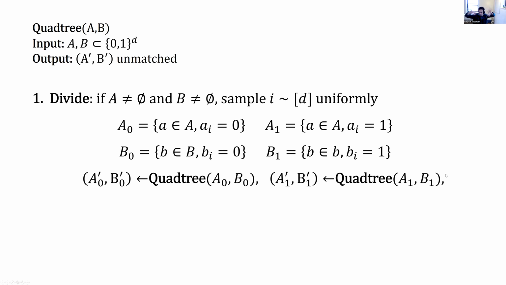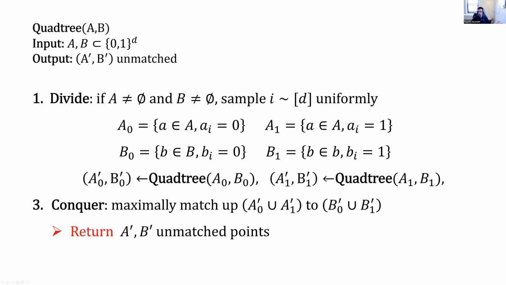And then this splits them up, and they're going to match up in the two subtrees, matching as many as they can. But there may be some unmatched points because, for example, there may be more A0s than B0s. So these two recursive calls will return some unmatched points, which are these A1 prime, B1 prime, and so on. And so then what we do is we maximally match up. We have all these unmatched points. We match up as many of them as we can. And then any that are left over, we match them up arbitrarily. Any that are left over because one set was bigger than the other, we just return and send up the tree. And this is the algorithm.